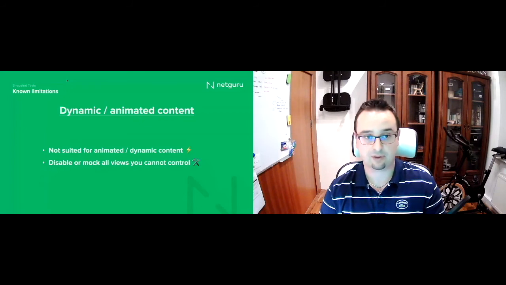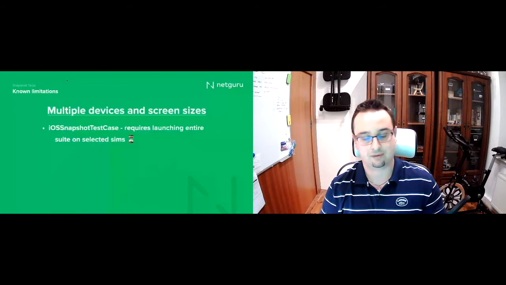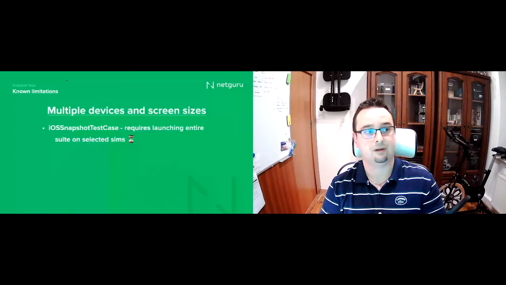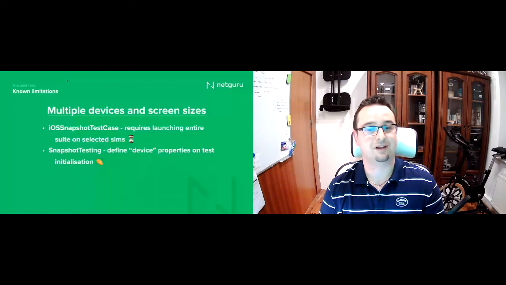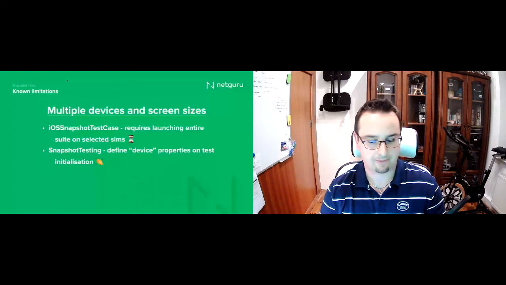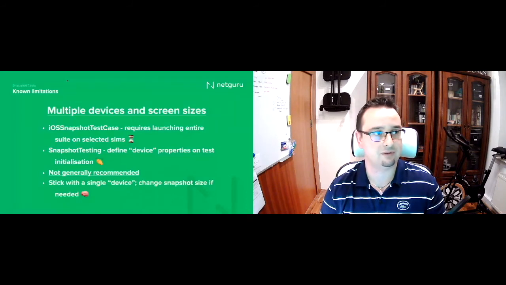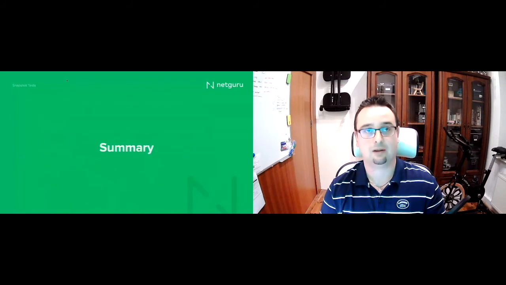Finally, when it comes to tackling different devices and screen sizes, in the old days, we unfortunately had to relaunch the entire suite to test it on a different simulator. But with the grace we have from the snapshot testing library, we can just define our quote-unquote device to see how our view would look there. However, it's not something I would generally recommend. First of all, because it's only a simulation, and the way the view looks on the actual device may be a bit different, not too much, but still. And finally, in most cases, all you need to do is to manually set the size of your snapshot, and it will be enough.